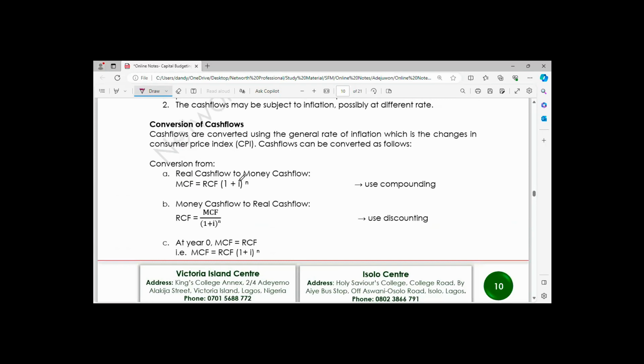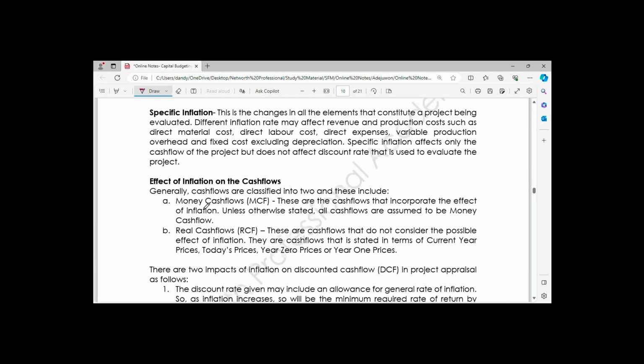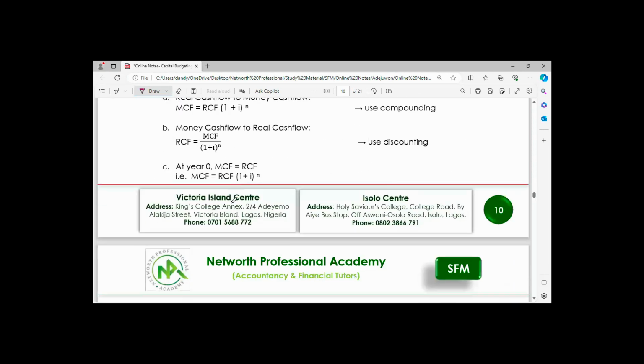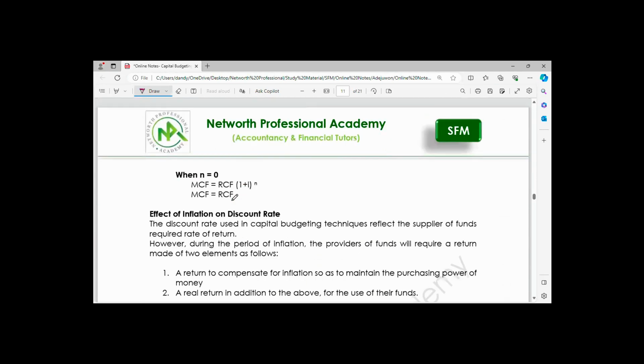As we have money and real cash flow, we also have discount factors. Let's talk about the effect of inflation on cost of capital. Similar to cash flow, there are two costs of capital in relation to inflation. We have money cost of capital, and we also have real cost of capital.